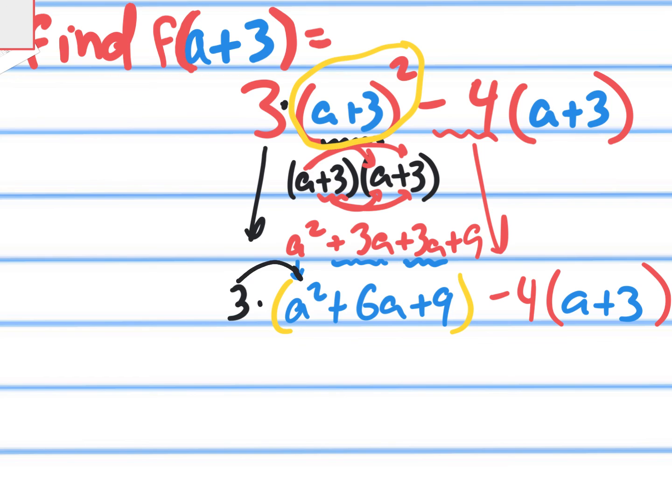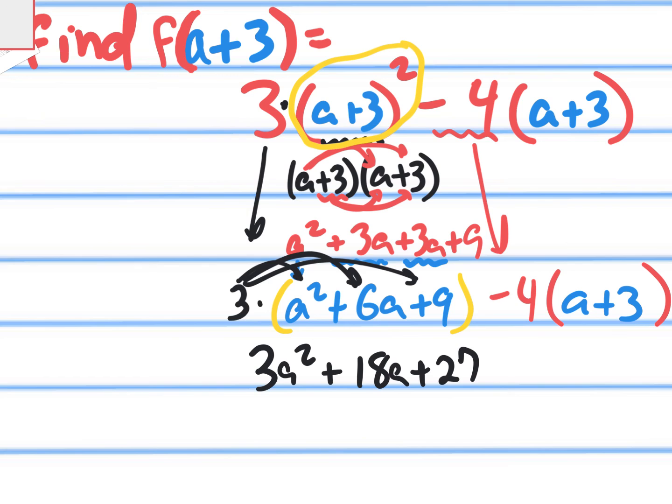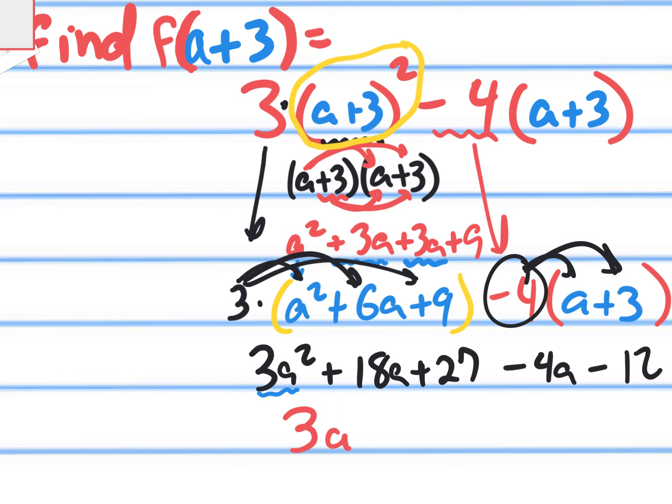So here we go. 3 times a squared is 3a squared. 3 times 6a is 18a. 3 times 9 is 27. And distributing the minus 4 times a is minus 4a. Minus 4 times 3 is minus 12. So we have a bunch of terms right there. It's a polynomial, but let's combine the terms that are alike. The 3a squared, this guy right here, you can't combine it with anything. So we're just going to bring it down as the first part of our answer, 3a squared.